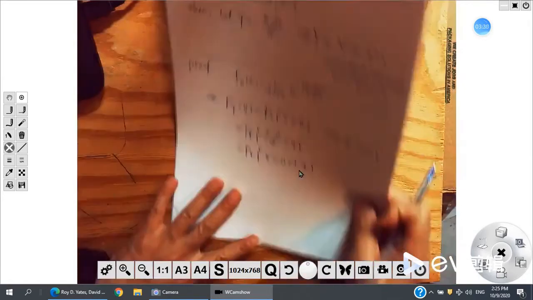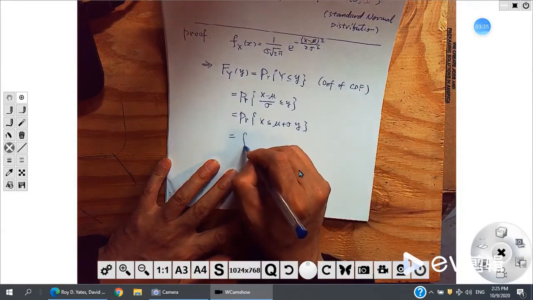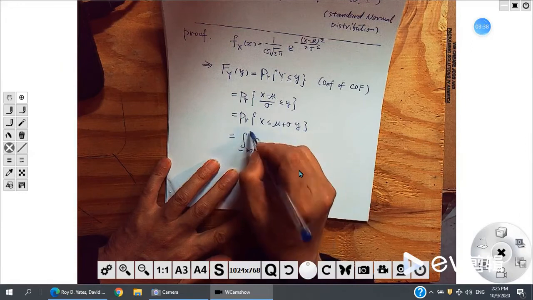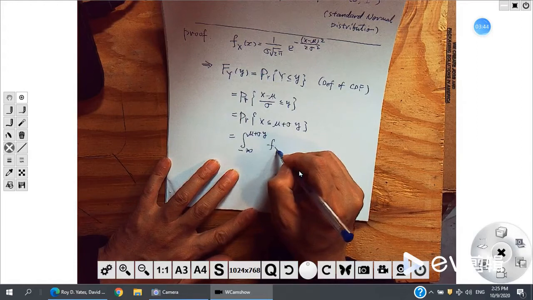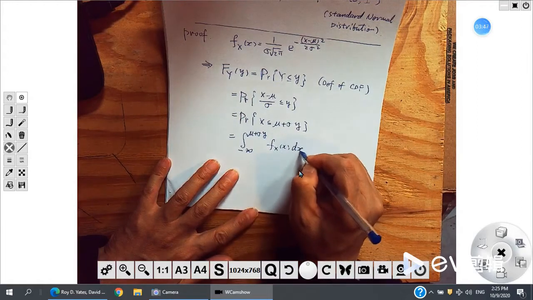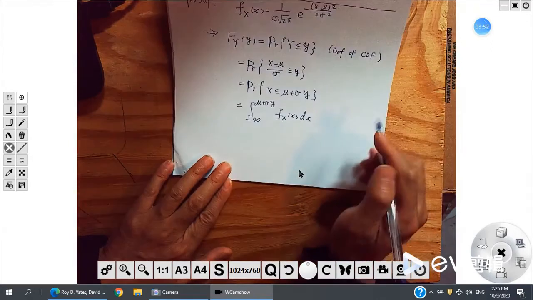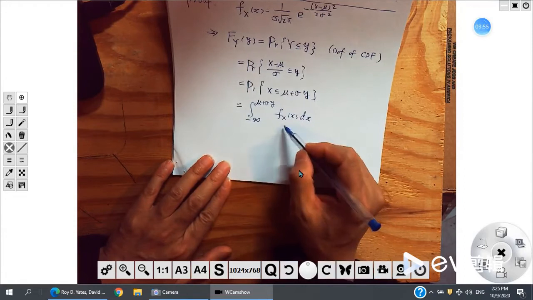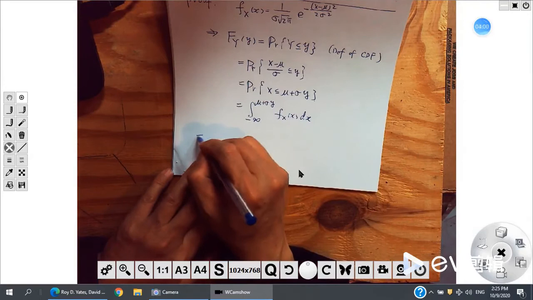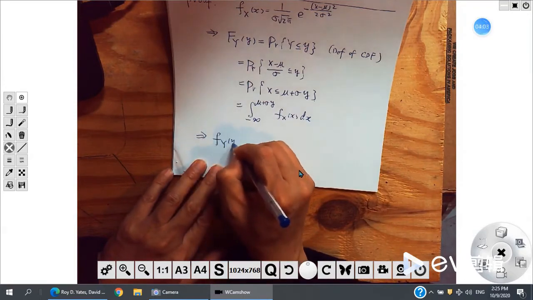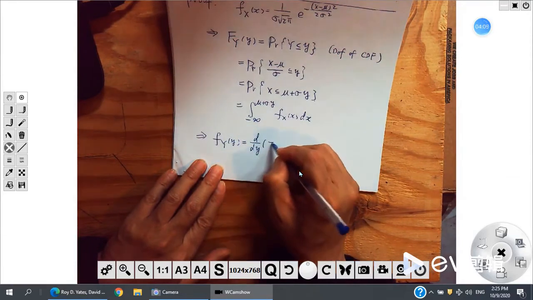Then what is the probability of this one? We do an integral, right? Integral from negative infinity to mu plus sigma y of f_X(x) dx. Okay, we have this one. Then what is the derivative of it? Here I don't want to calculate to find the final answer. I have this one, that will be fine. Then we have f_Y of y. There will be the derivative of F_Y of y.